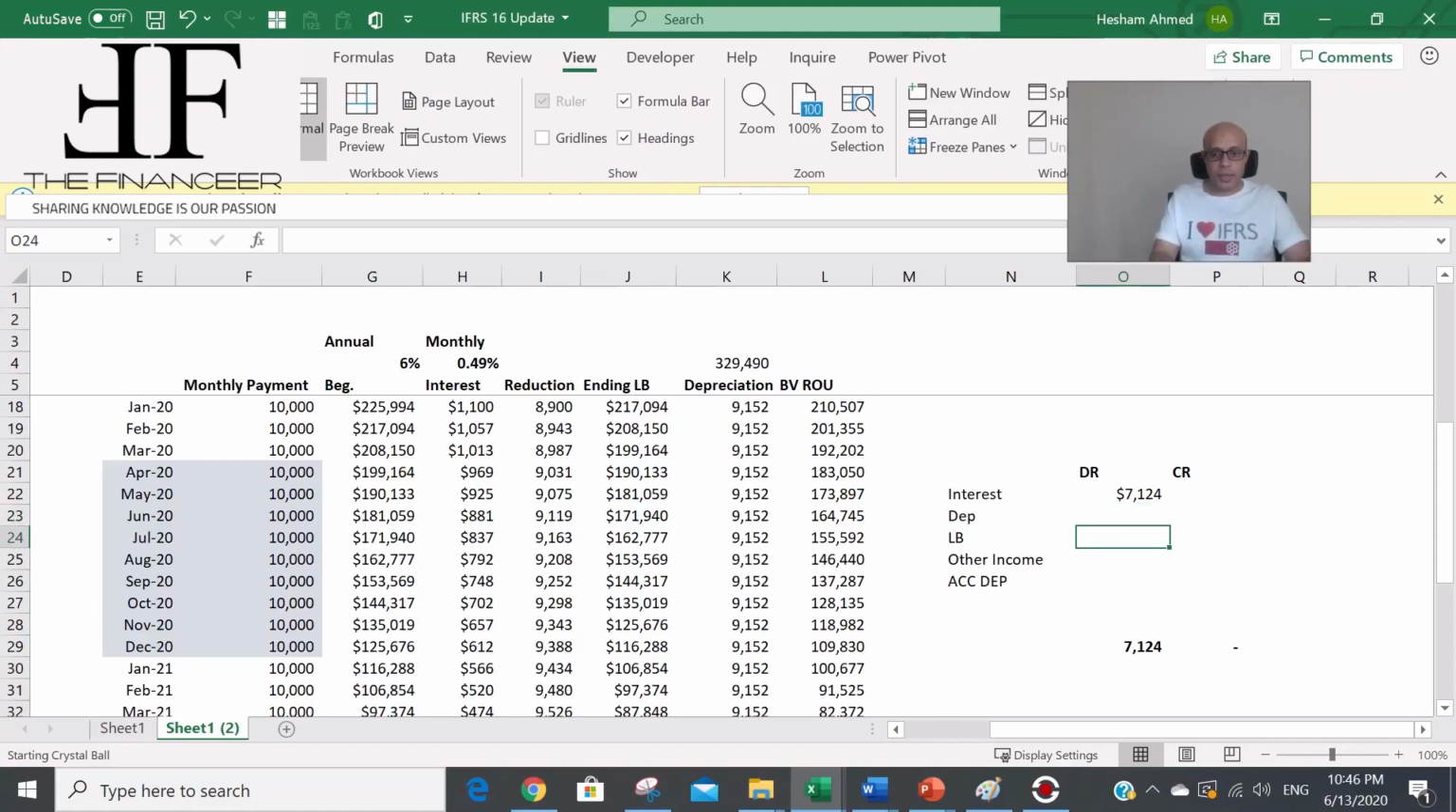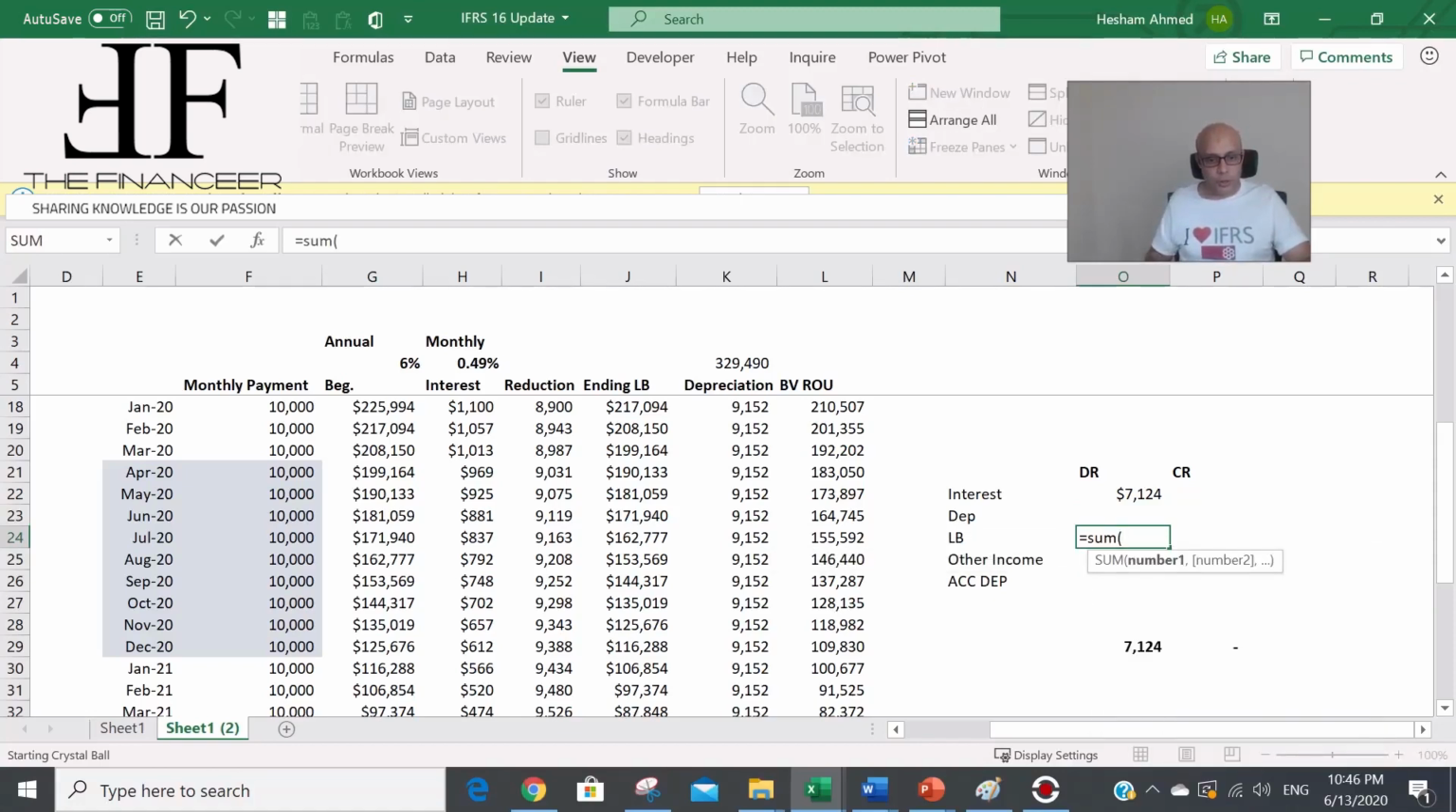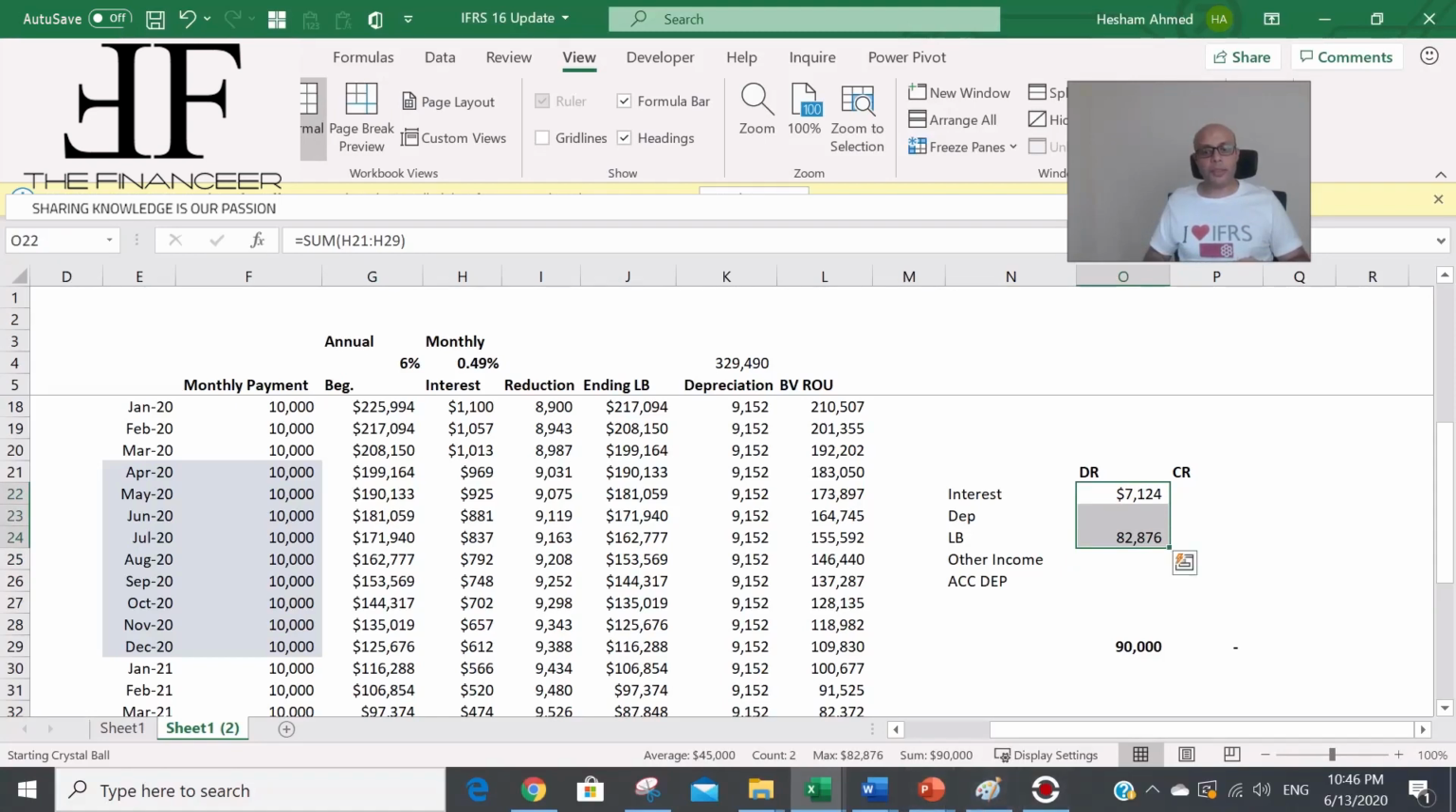So I'm going to say the lease liability will be reduced, so it will be a debit. So I'm going to say the sum of the reduction here in the lease liability for this period that's agreed between me and the lessor. So this will be the value of the reduction in the lease liability. The total value of these two figures is 90,000.